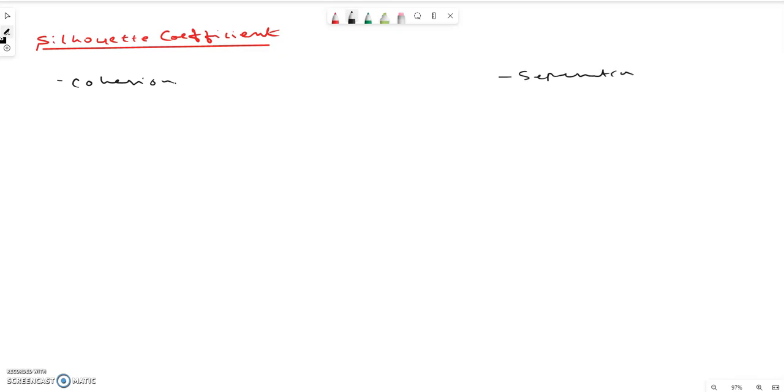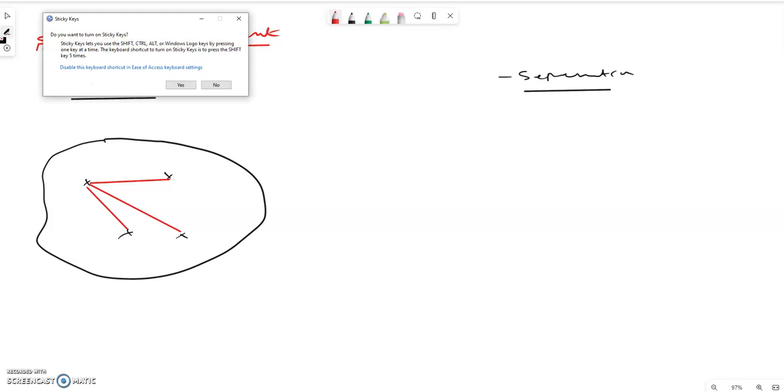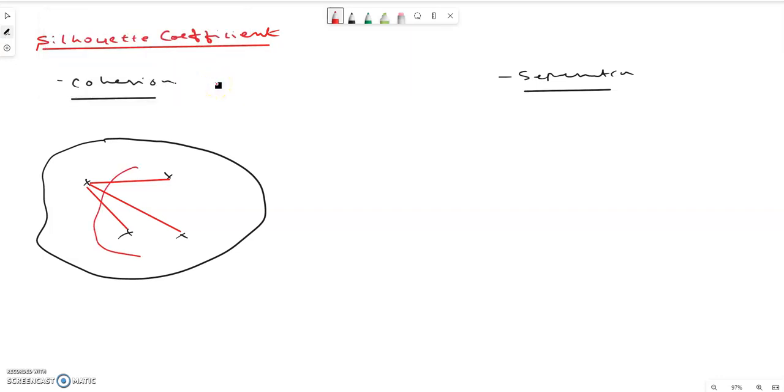Now, let us talk about cohesion. Cohesion is a measure of distance from one point to the other points within the same cluster. What does it mean? Suppose I have a cluster here and I have got all my data points scattered over here in this cluster. Now here I'm trying to find the distances between this point to this point and this point to this point. Now the average of all these distances will be given by a(i). Now this is about cohesion.